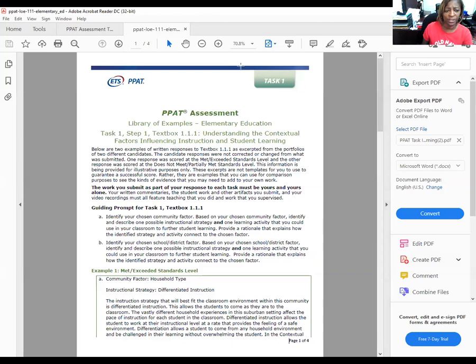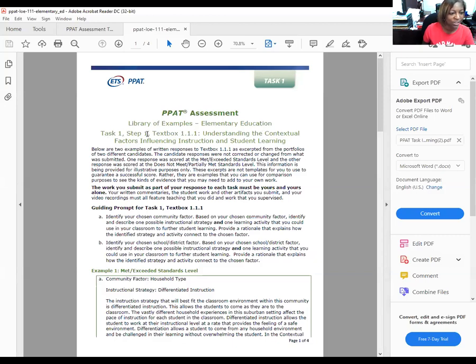Okay, so this is task 1. And this is a library of the examples, and all of these are elementary education because it's just easier for me to pull. And I figured that was in the middle, between pre-K and high school. So we chose elementary as K-6.